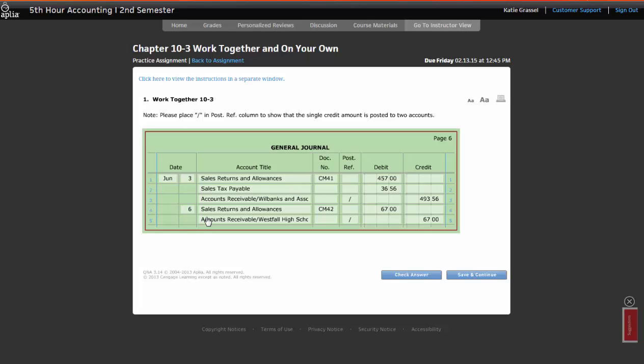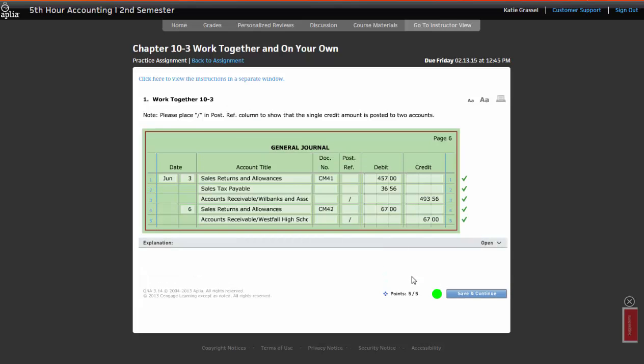Now, many of you have probably returned an item and they've asked the reason why. Defective, doesn't work, didn't like it, didn't meet your satisfaction. They collect that information to figure out if they need to change who they buy their items from. Anyone else get a perfect on work together? I did. Go ahead and try the on your own. It shouldn't take you too long.